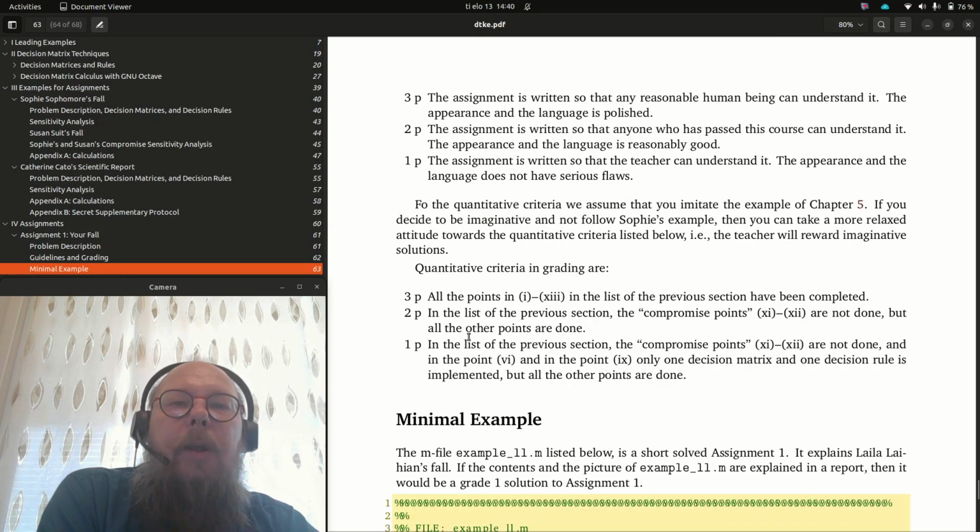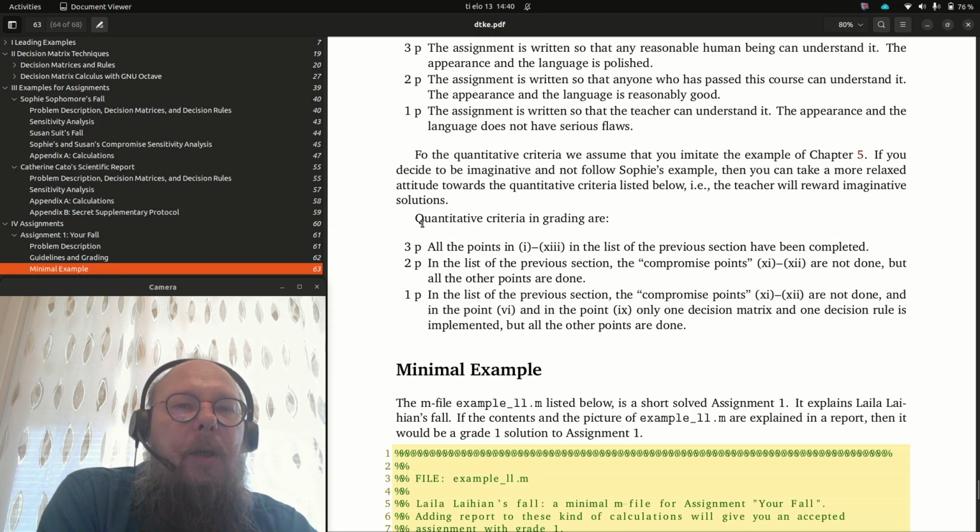Then we have quantitative criteria. Again, we assume that if you imitate the example of Chapter 5, then the following quantitative criteria are enforced. If you decide to be imaginative and not follow Sophie's example, you can take a relaxed attitude towards the quantitative criteria here, and I will reward you for imaginative solutions. So it's better to do something completely different than what I proposed here, but if you don't feel very imaginative, then just follow the example.